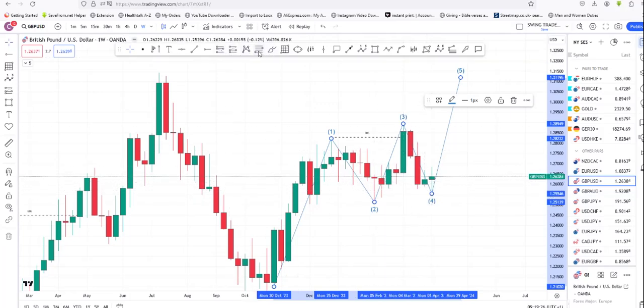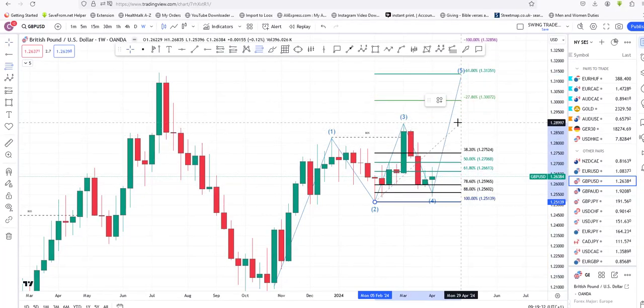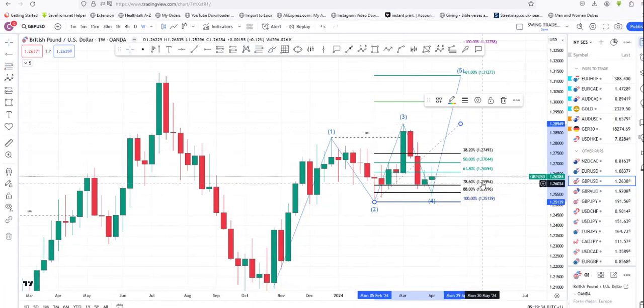So the question is, why would they do that? If you put your fib from this low to the high, you will notice that price rejected all the way at 78. It came to 78 of the fib before rejecting, actually tapping into 88 before rejecting upward. This is the weekly.